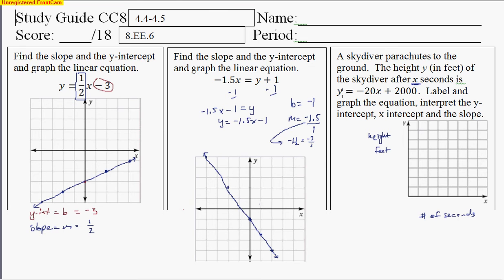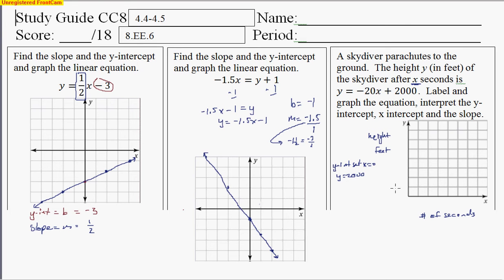I'm going to find the y-intercept first. Looking at the equation, if I set x equal to 0, I've got just y equals 2,000. And that makes sense. In the slope-intercept form, the y-intercept is always the number being added to x. So I've got to be able to go 2,000 feet up.